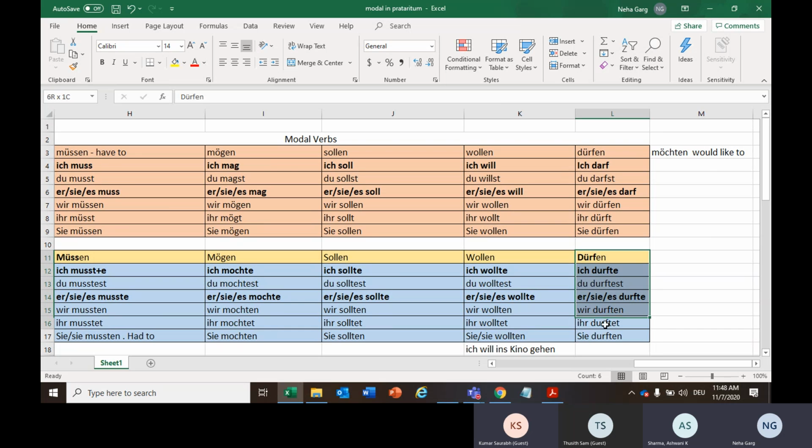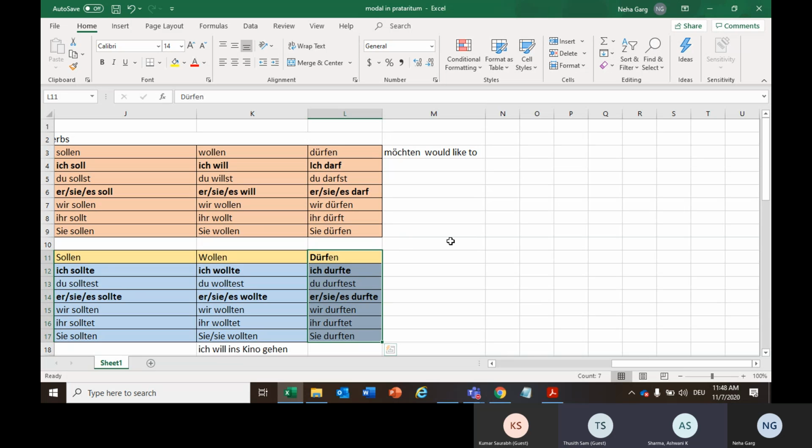Now, dürfen. Sam, you can read that. Yeah. Dürfen, ich dürfte, du dürftest, sie es dürfte, wir dürften, ihr dürftet, sie dürften. So this is also like sie and sie.